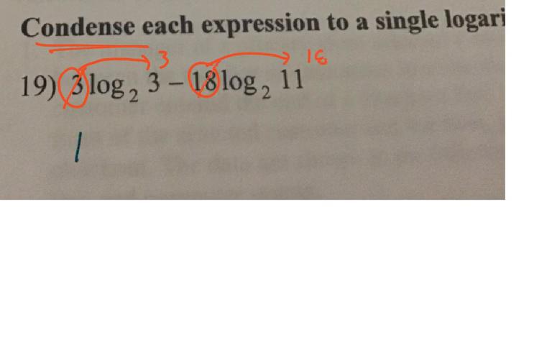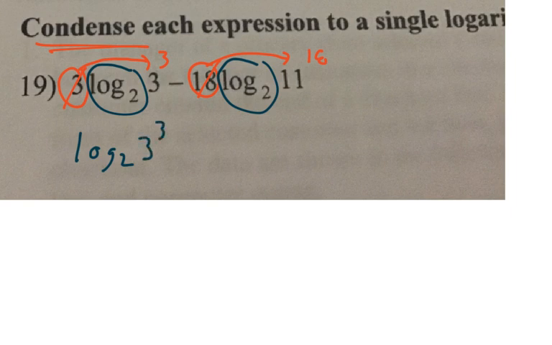So what we have so far is log base 2. These log 2's are not going to change. And instead of a 3, we have a 3 to the 3, because this 3 again came from the front. There's still a minus, which we'll take care of next. And then we move the 18 up, so we have the log base 2 of 11 to the 18.